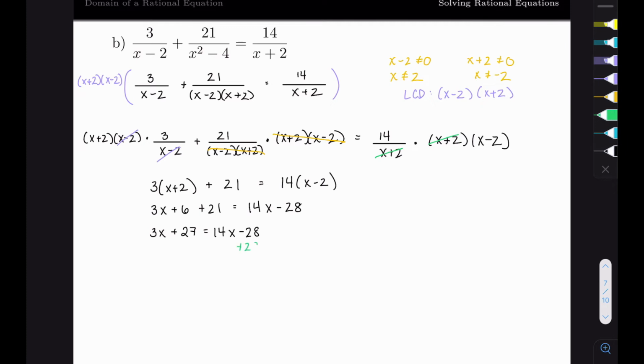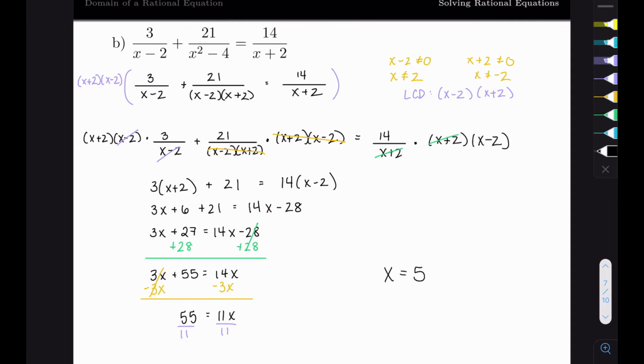And then from here, I'm going to move this 28 to the other side first to make those cancel. And that gives us 3x plus 55 equals 14x. And then we move the x to the other side by subtracting it. And those two cancel. And that gives us 55 equals 11x. And what do you know? It works out nicely. When we divide by 11, we get a single solution of x equals 5. And again, going back to this beginning part, 5 is not a problematic number. So this is the single solution that solves this equation.